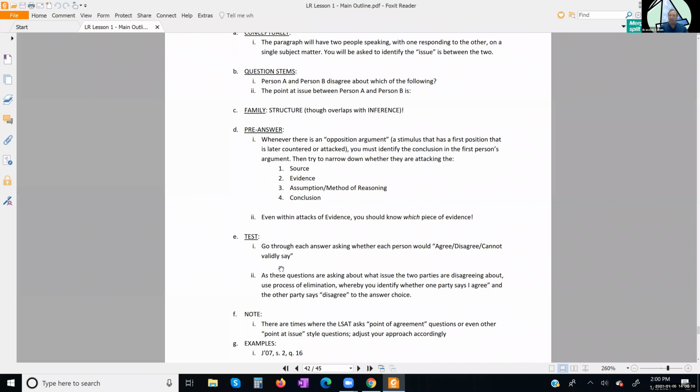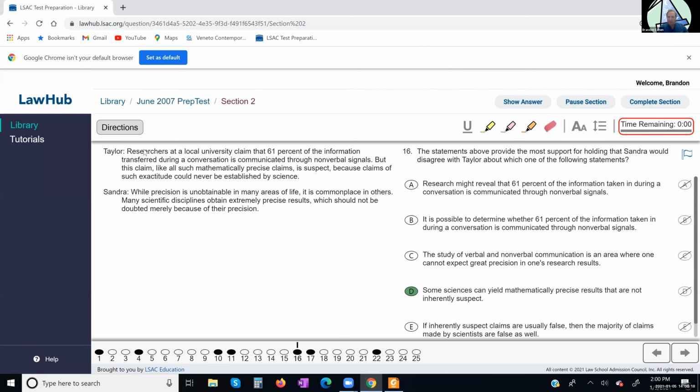Now, as we go through the answers to test them, what we want to think about is this agree, disagree, cannot say test. So we're going to look at an answer and I'm going to be like, okay, what does this first person think for answer choice A? Would they agree? Would they disagree? Or we can't say. If at any time you would have that we can't logically validly say, then it's incorrect. What we need for a disagreement question is for the first person to either agree or disagree, and then the second person reach the other side.